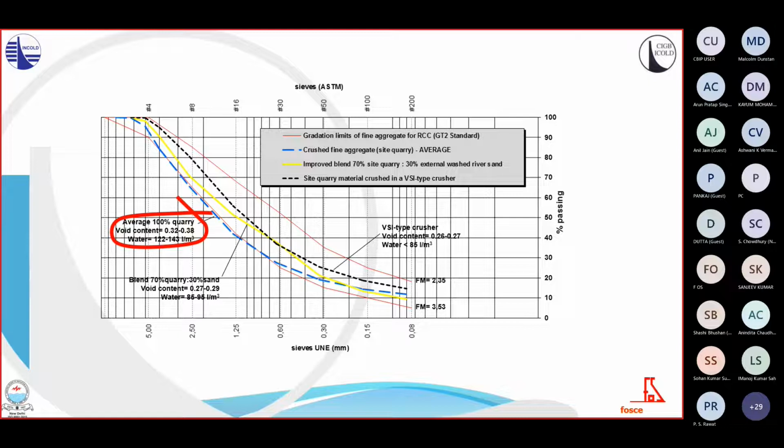With the blend of that material and a natural sand, a significant improvement was achieved, as shown in yellow, with void contents below 29 and water demand less than 95 liters per cubic meter. The alternative with the VSI was the most optimized version of the three, as shown in black, indicating void contents below 27 and water demands less than 85 liters per cubic meter.